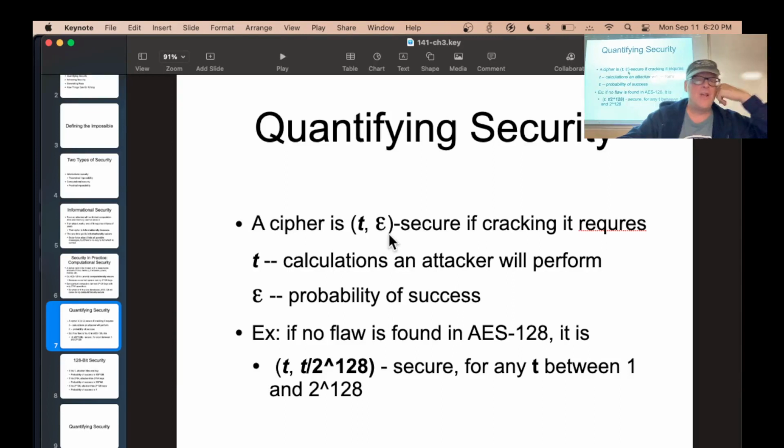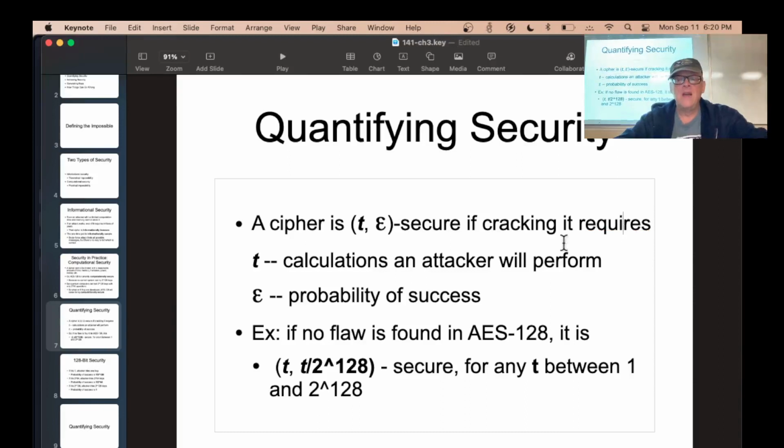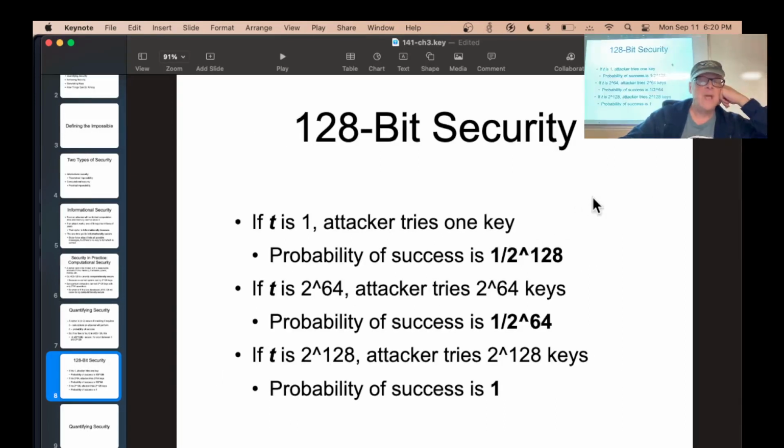It's tau epsilon secure if it requires this many calculations and this probability of success. So if there isn't any shortcut for AES 128, then it would be secure for any time between 1 and 2 to the 128. So 128-bit security means if you try one key, you only have 1 in 2 to the 128 chance. If you try 2 to the 64 keys, you have 1 in 2 to the 64 chance of getting in. If you try this much time, 2 to the 128 cycles, then you will always get in. So you just have to make sure this time is more time than you have available.